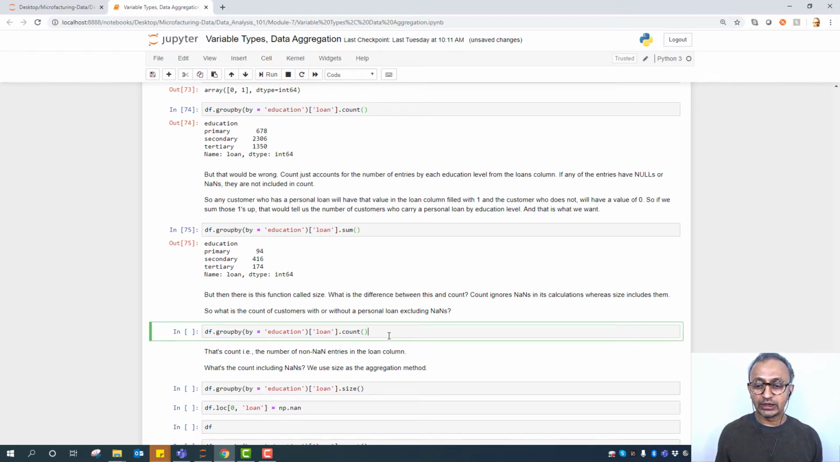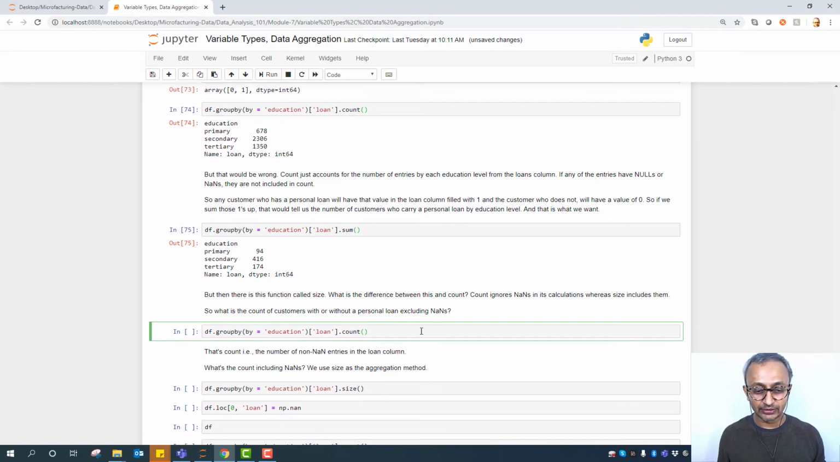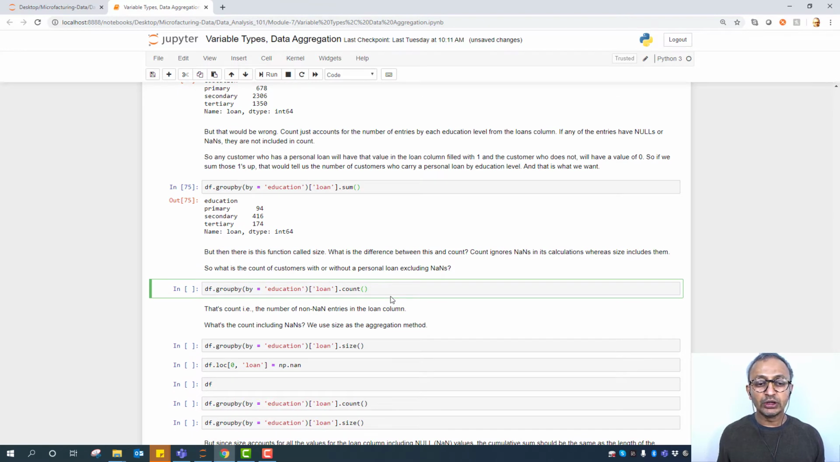So we know what a count is. Count basically gives you the number of customers by category, but it ignores the null values. If this loan column had a bunch of null values, you would see NaN, but we don't see that, because we know the loan column has only 0 and 1. So what is the count of customers with or without a personal loan, excluding NaNs?